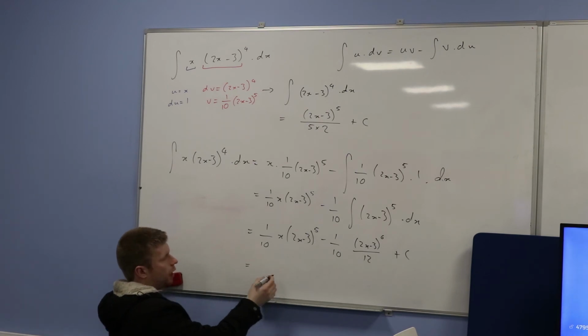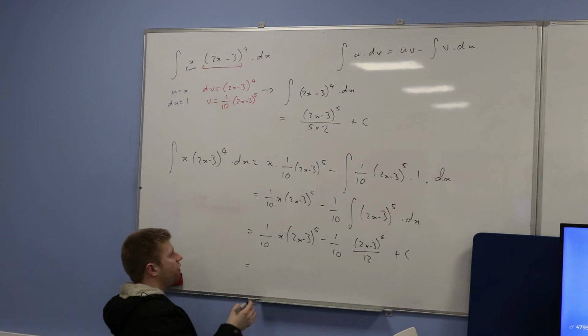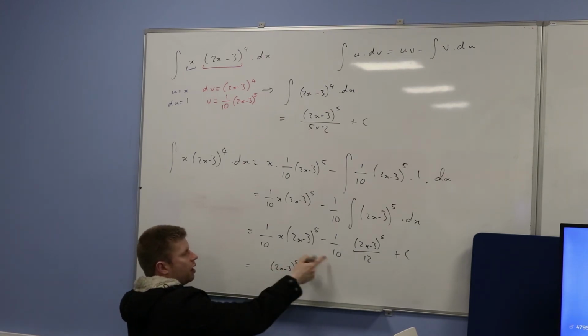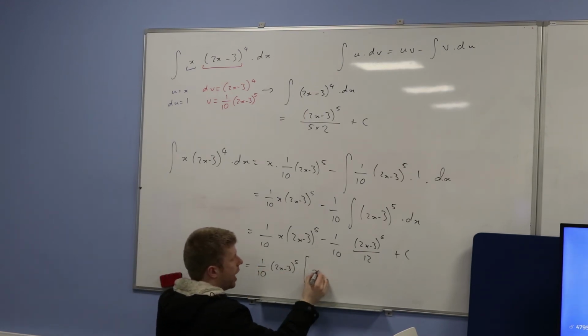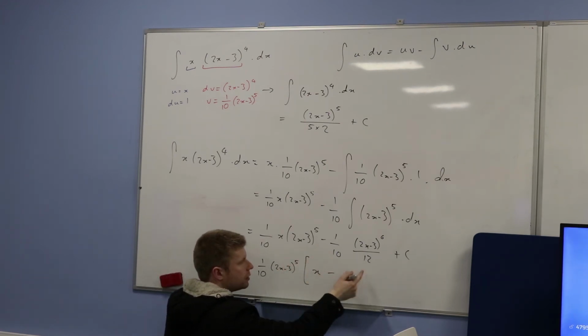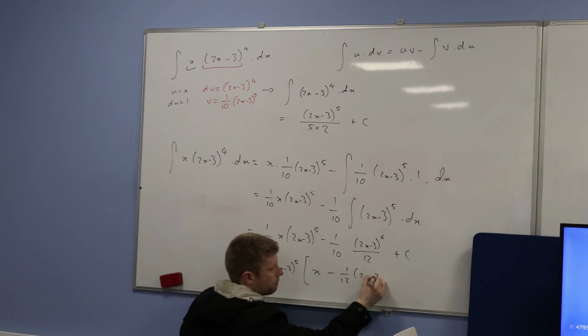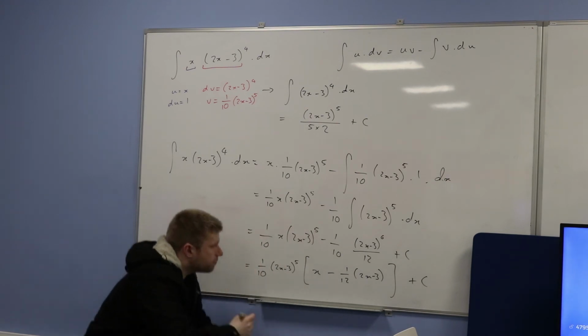So I could do a bit of factorising actually, because I see a (2x minus 3) all raised to the power 5 in both. So I could take out a (2x minus 3) to the power 5, and I could take a tenth out of both of them as well. Hence, inside the brackets, I'm just going to be left with x, minus 1/12 of this thing, and then plus c of all of this thing. That's fine.